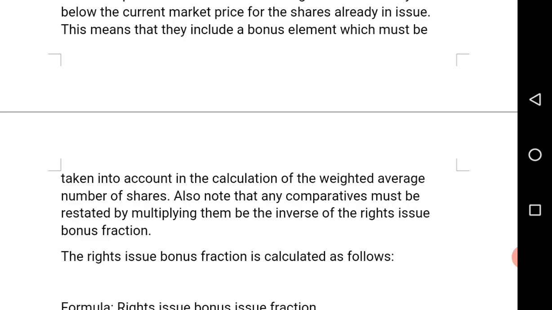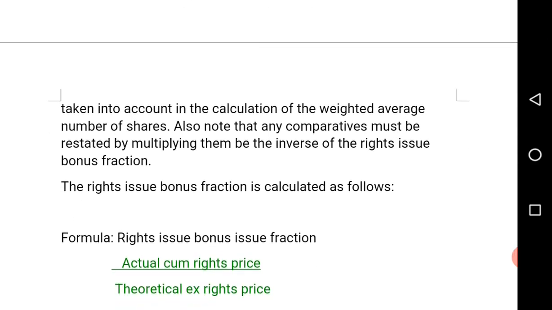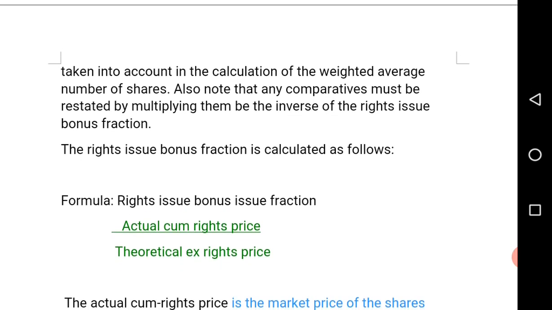Also note that any comparatives must be restated by multiplying them by the inverse of the rights issue bonus fraction. So here we have the rights issue bonus fraction. Then it says the rights issue bonus fraction is calculated as follows. How do we calculate it? Formula: rights issue bonus fraction is the actual cum-rights price divided by the theoretical ex-rights price.